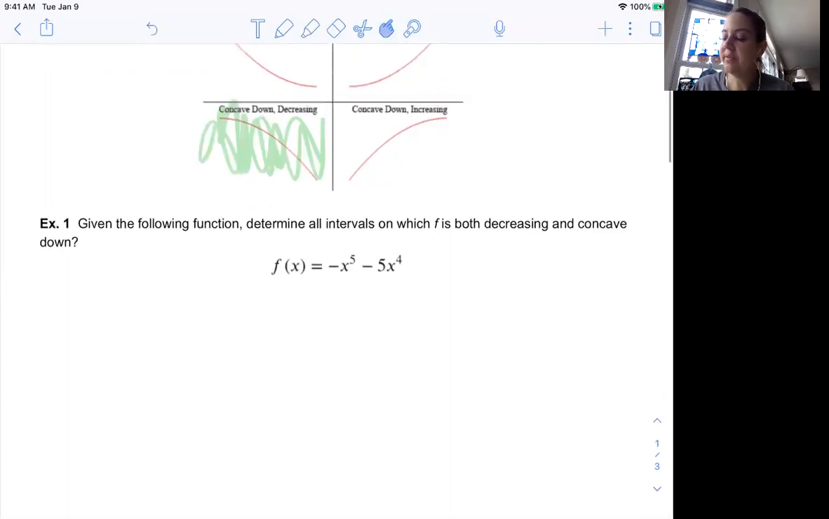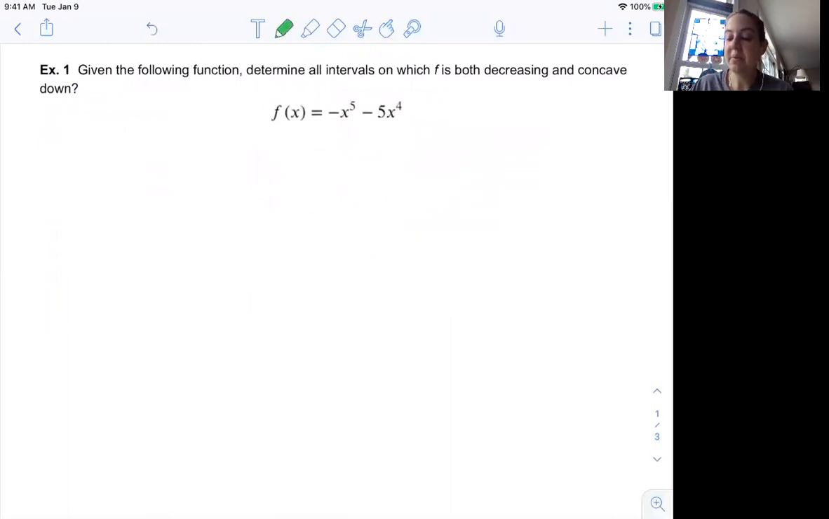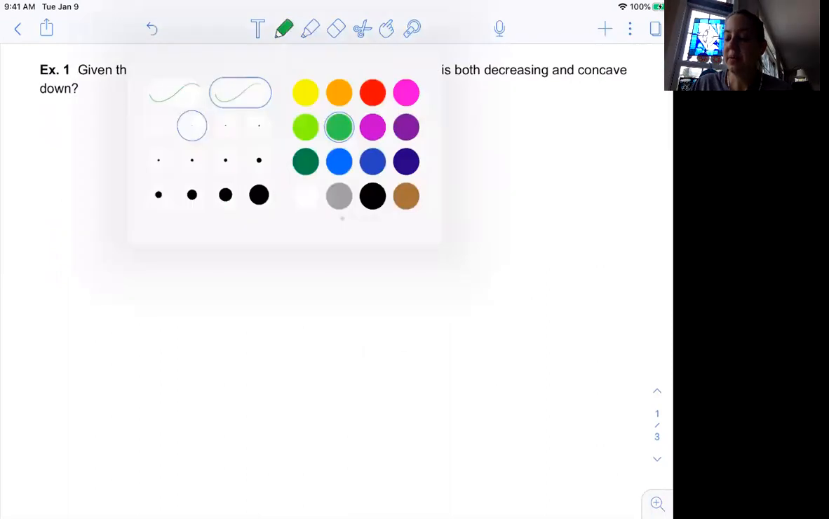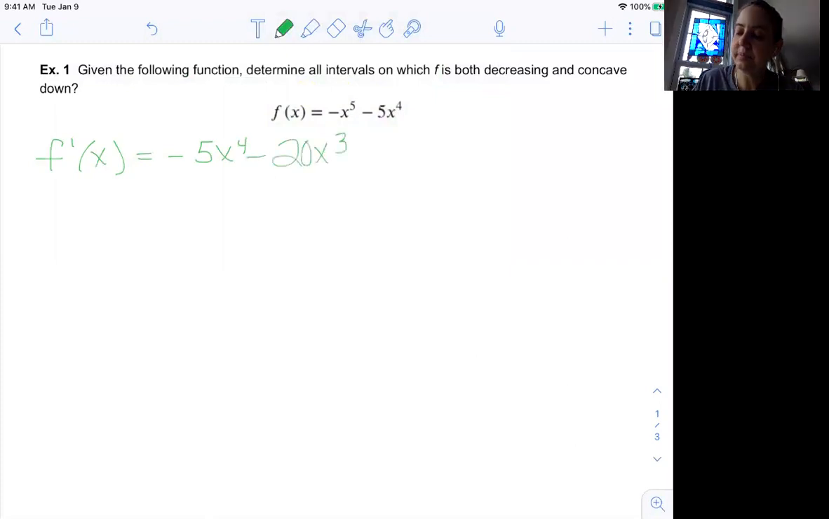Given the following function, determine all intervals where f is both decreasing and concave down. Decreasing, we know, comes from the first derivative, and concave down comes from the second derivative. Today is our opportunity to put together all of that stuff that we've been talking about over the last week or so. So we're going to start with the first derivative. f prime of x is equal to negative 5x to the fourth minus 20x cubed. And we need to set that first derivative equal to 0.